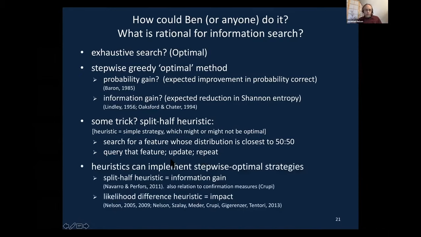We have also noticed that in some cases, for instance, the version of the game that I described here, you can actually prove that the split half strategy will invariably identify the question that has the highest information gain in the next time step. So there's not necessarily opposition between these different ways of thinking about the problem.